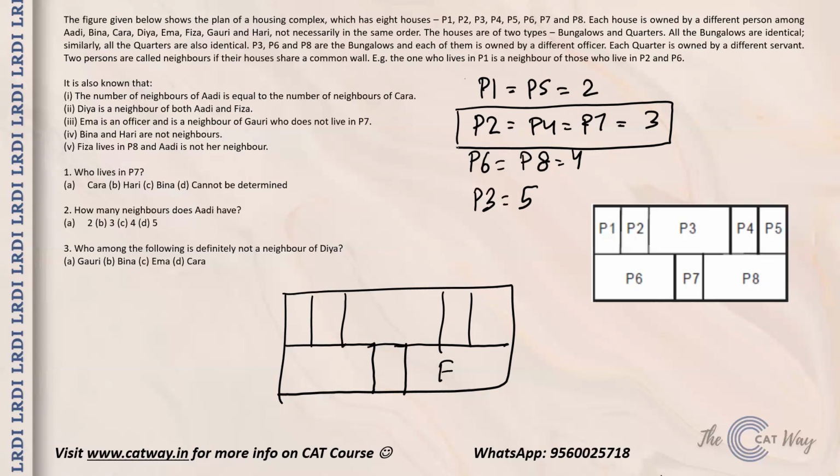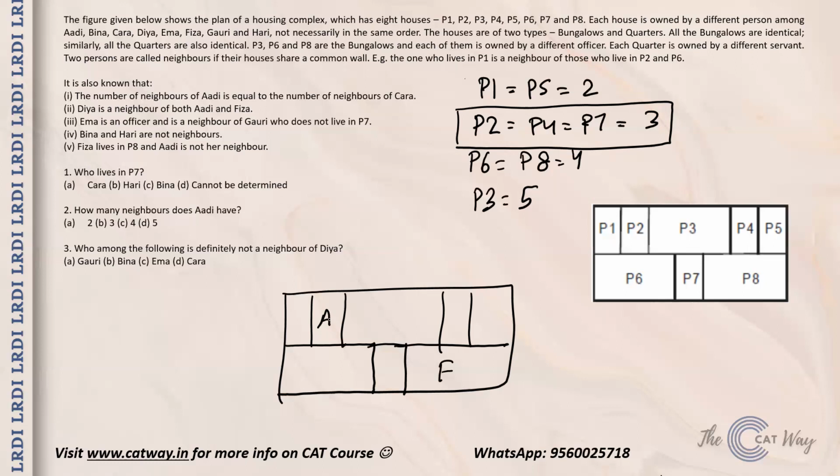So Adi cannot have P4 or P7. So the only possibility for Adi is to go into this bungalow, P2. If P2 is Adi, then one of P4 or P7 is going to be Kara. Okay, let's move ahead.